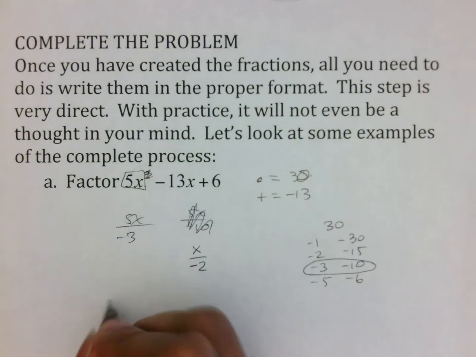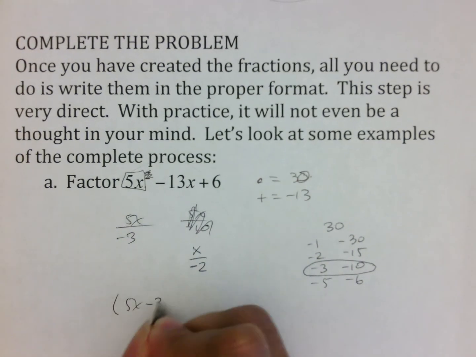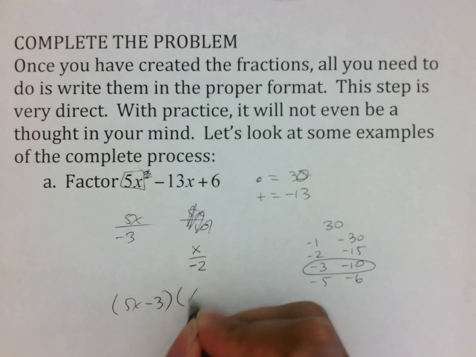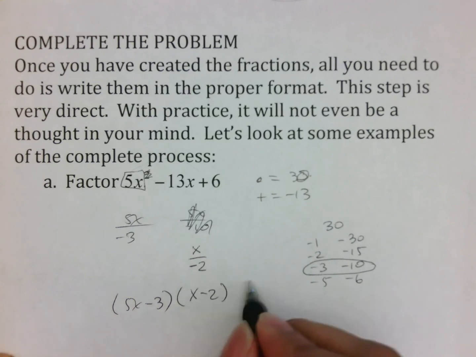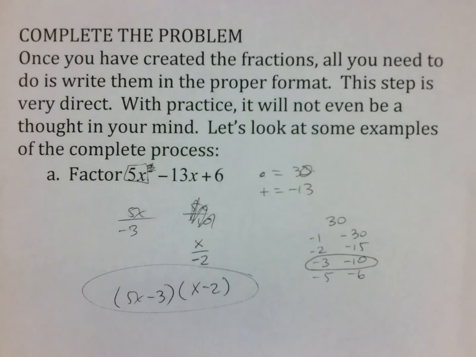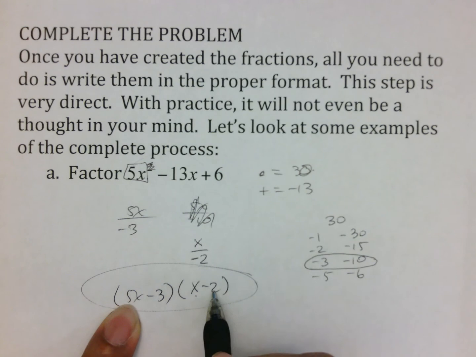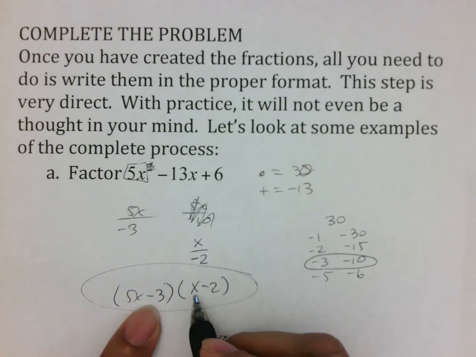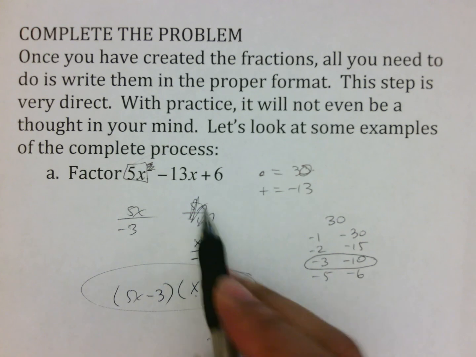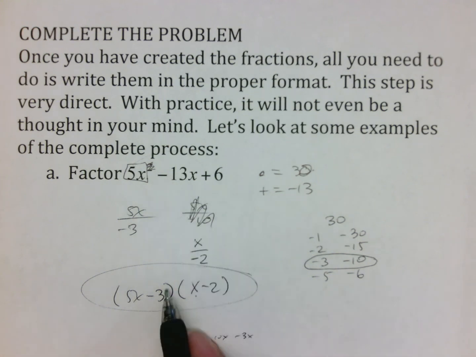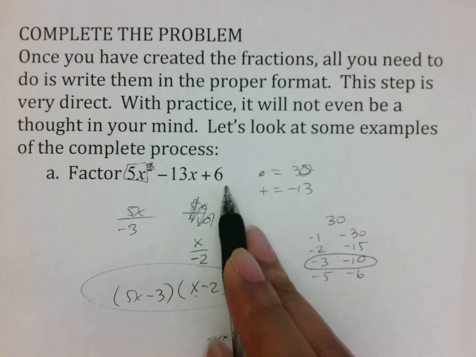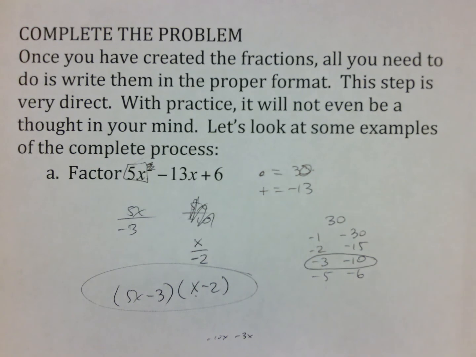You take these two numbers and you put 5x minus 3 in the first parentheses, you put x minus 2 in the second parentheses, and that is factored. Think about what you did in your last test. You took 5x times x to get 5x squared. That's what that is. You took 5x times negative 2 to get negative 10x. You took negative 3 times x to get negative 3x. Negative 10x and negative 3x make negative 13x. You took negative 3 times negative 2 to get positive 6. We just went backwards from what we'd been doing.